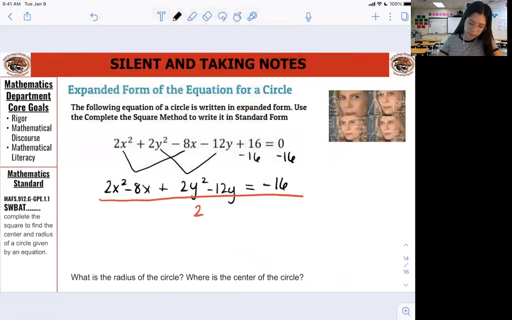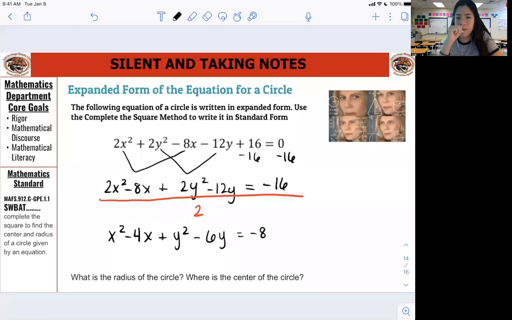So let's divide really quickly. 2 divided by 2, I get 1. -8 divided by 2, I get -4. 2 divided by 2, I get 1. -12 divided by 2, I get -6. -16 divided by 2, I get -8. Does anyone have any questions on that step? Cool. Now I can complete my square.